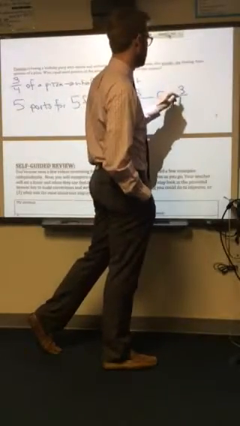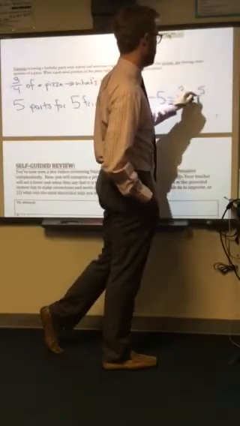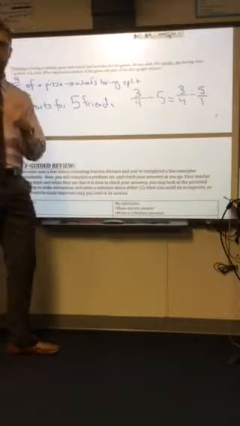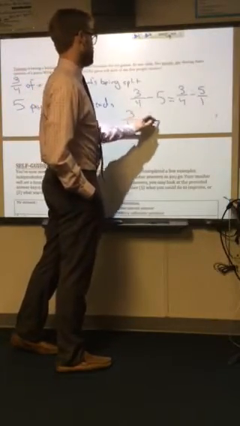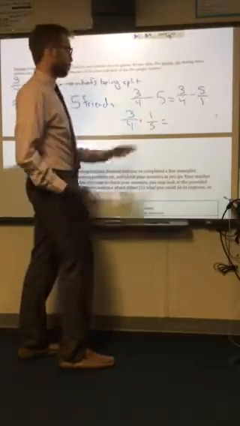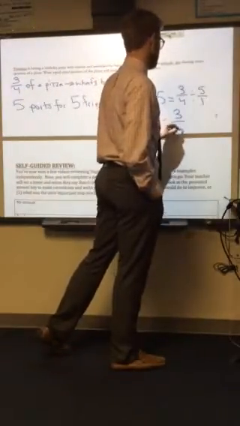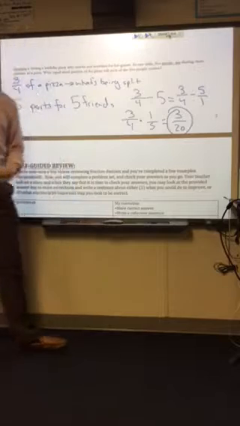So it's 3/4 divided by 5/1. Again, I invert and multiply like I did last time. So it's actually 3/4 times 1/5, or 3/20. So each person will get 3/20 of a pizza.